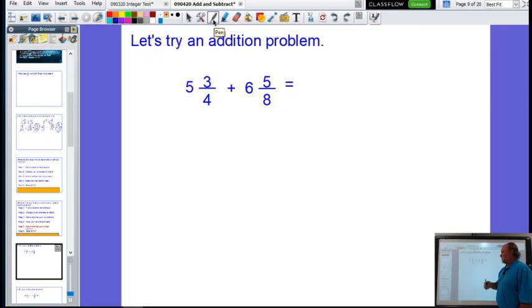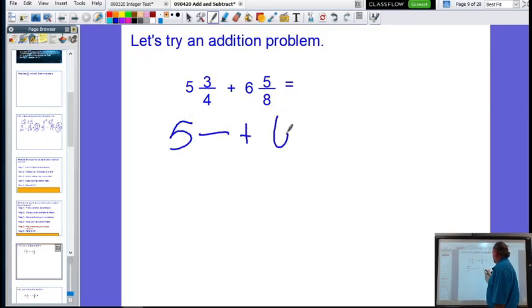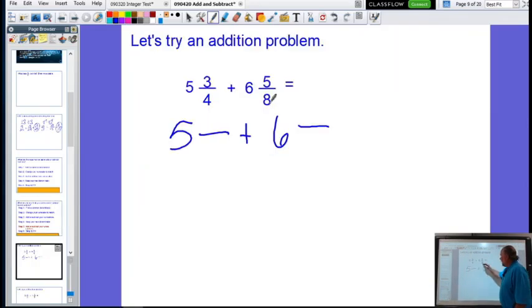So the first thing that I'm going to do is rewrite 5 with the new fraction bar plus 6 and a new fraction bar, because I need to find a common denominator, because that's my first step. So I ask myself, here I've got an 8. Can I turn this 4 into an 8 using multiplication? Yes, I can. So that becomes my common denominator. Now I could have done 8 times 4 to use 32, and that would be just fine. But that's going to give me more simplifying at the end. I'm kind of lazy, so I don't want to do more work if I don't have to.